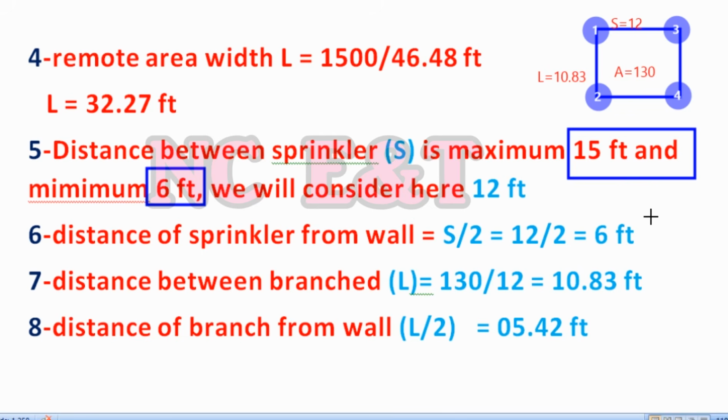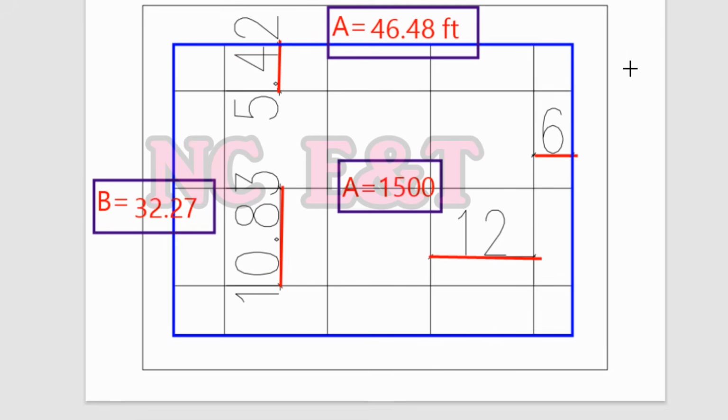We will make the construction line in our remote area. Then this generalized equation we will transfer to our main project. You can see this is our remote area, 1500 square feet, and we have calculated the dimension. One dimension is equal to 46.48 square feet and another dimension 32.27.